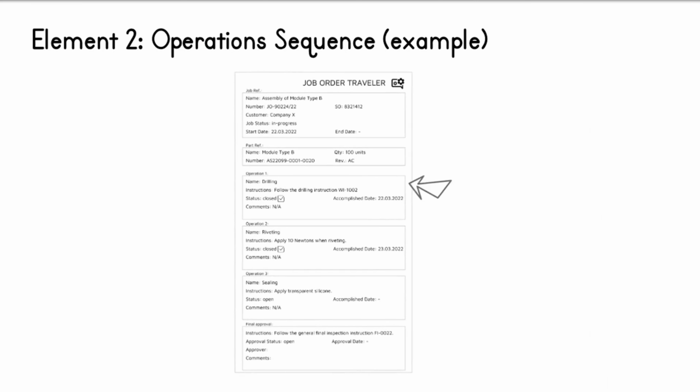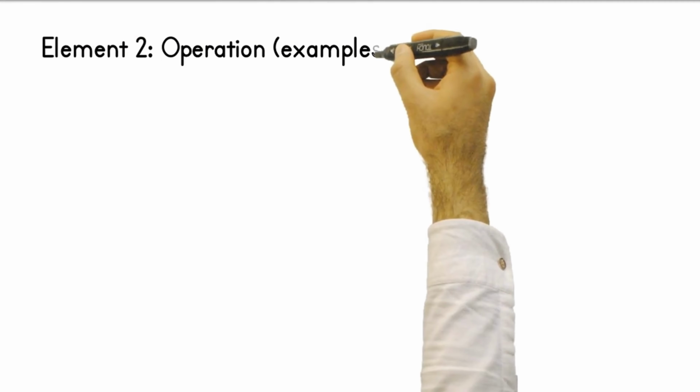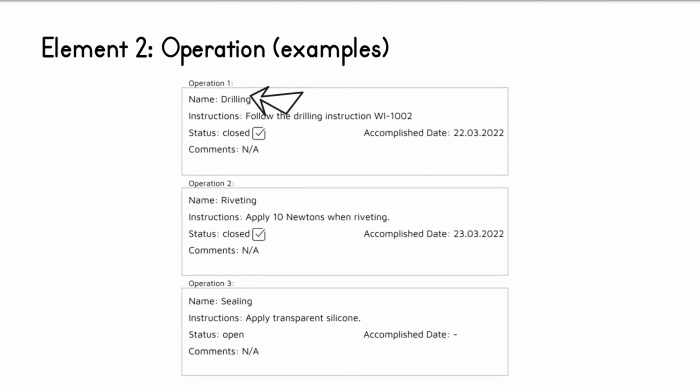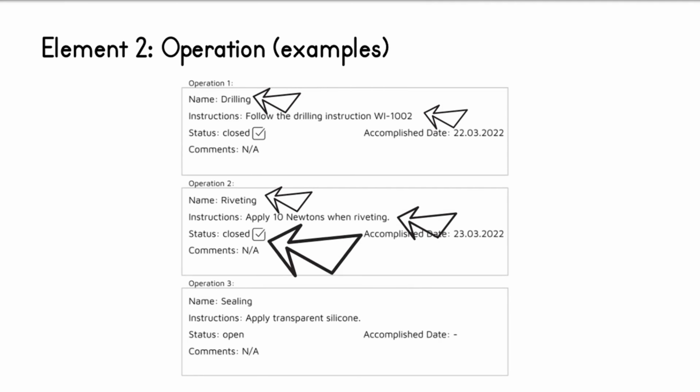Element 2. Operations sequence. This is the core of the job traveler. It lists all required operations in the correct sequence and guides operators on how to proceed. Examples. Operation 1 describes the drilling process step, requiring adherence to the drilling instruction WI 1002. Operation 2 describes the riveting step, requiring the application of 10 newtons when riveting. Once each step is completed, the status should be updated accordingly.